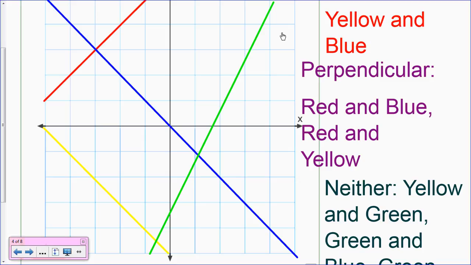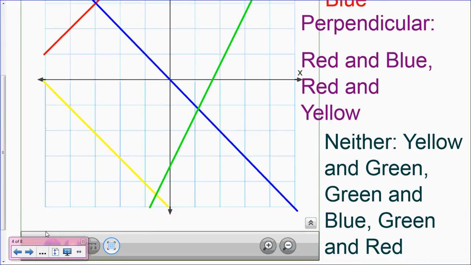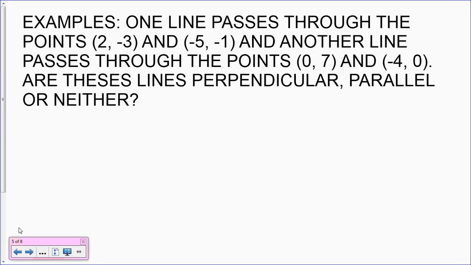Red and green, they're not going to cross well. They're not going to create a right angle, so that's just identifying what are parallel and perpendicular lines on a graph. That's not too bad. Okay? Now here's where the slope comes in.